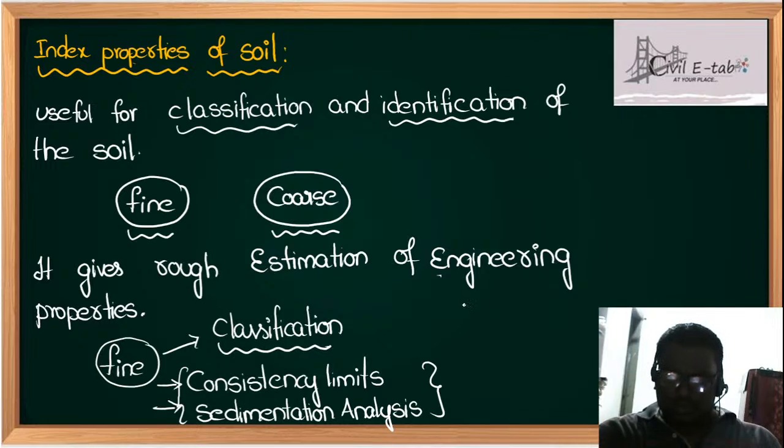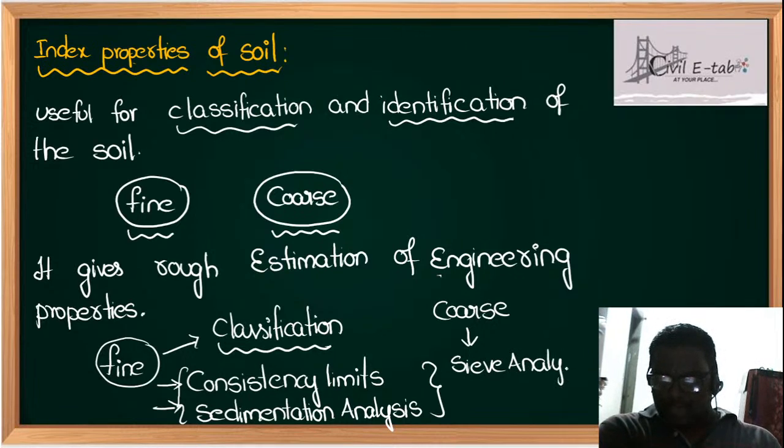Similarly for coarse grain, what are useful for coarse grain if they ask you? One is sieve analysis, and the other one is relative density.